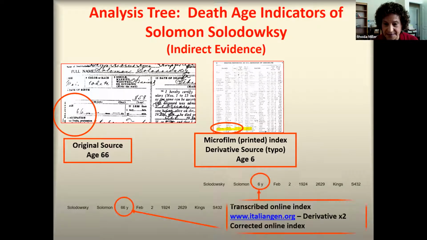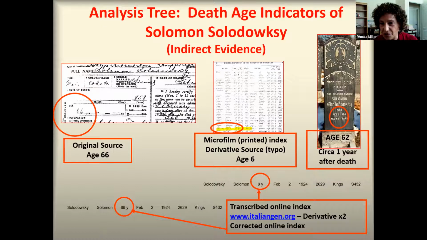Then the Italian genealogy group on Long Island transcribed the indexes, put it up online, and he was originally online as a 6-year-old. And I called my friend John Martino at the time, who headed up this project, and I said, you've got to fix this. He was not 6, he was 66. So now he shows up as 66 in the online indexes. And then, which I'm sure you don't remember, but go back to the gravestone, and there he is 62 years old.